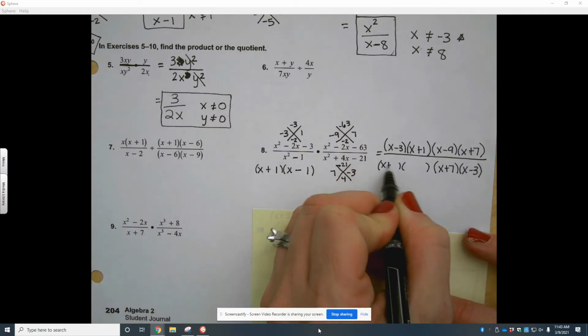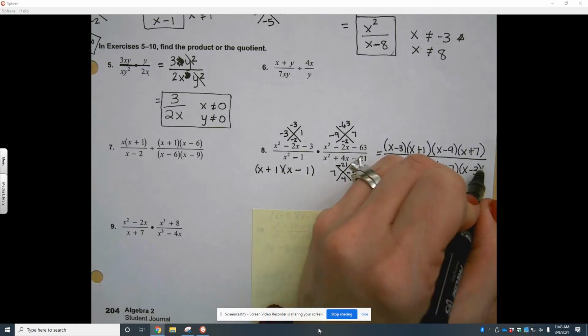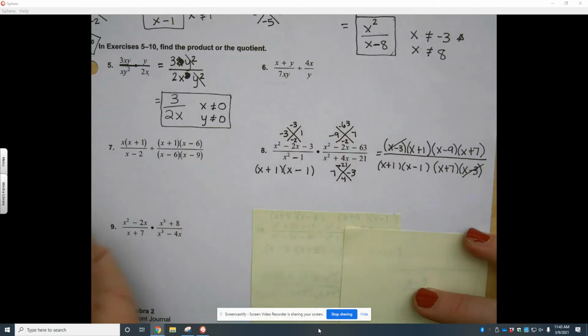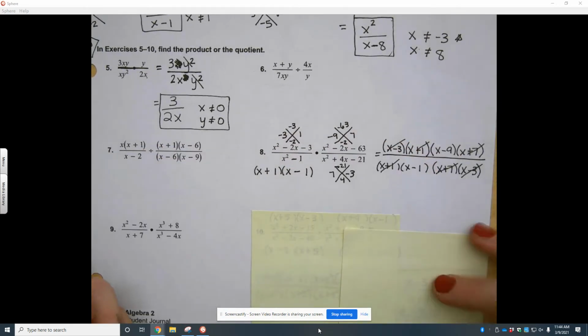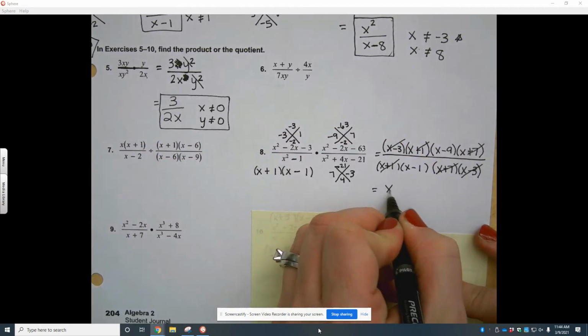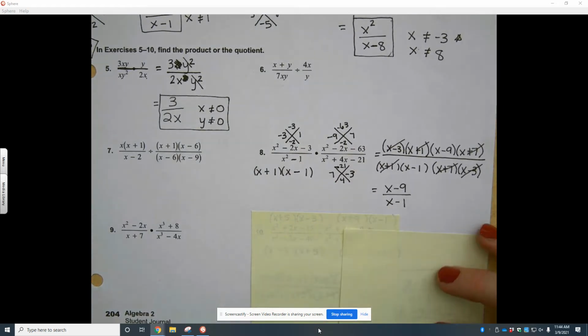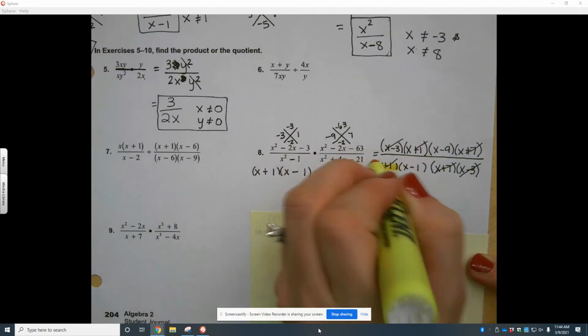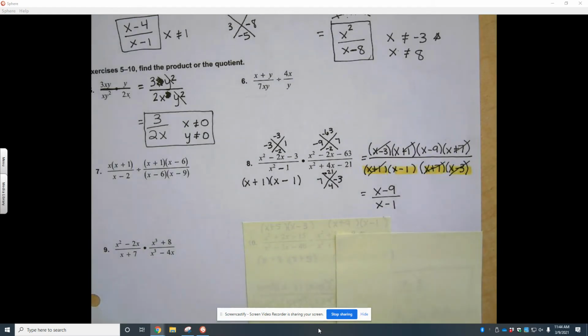So once you get it factored, you have a bunch of parentheses, and you're just looking for parentheses that are the same. So I have x minus 3's, I have x plus 1's, I have x plus 7's. So the only ones that do not cancel on the top is the x minus 9, and on the bottom is x minus 1. Now for my restrictions, I'm going to have a ton because I want everything on the bottom. So let me actually get a highlighter. This was at the bottom, this was at the bottom, this was at the bottom, and that was at the bottom. So I need 4 restrictions.